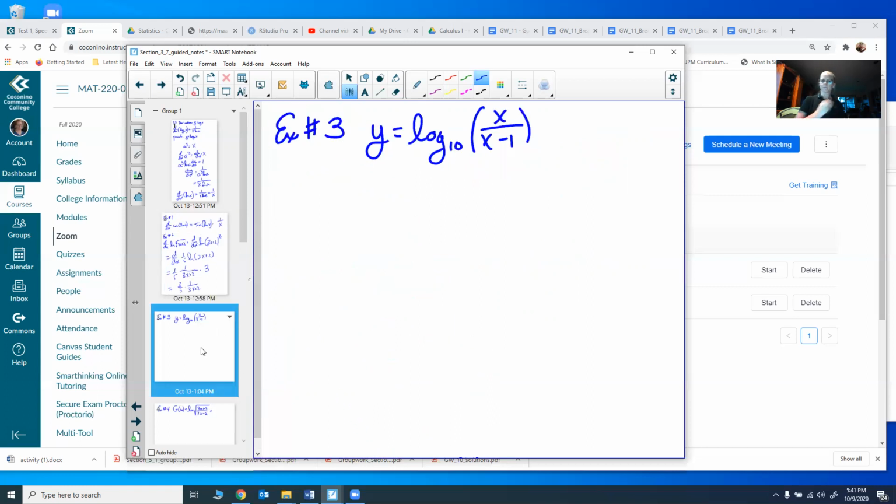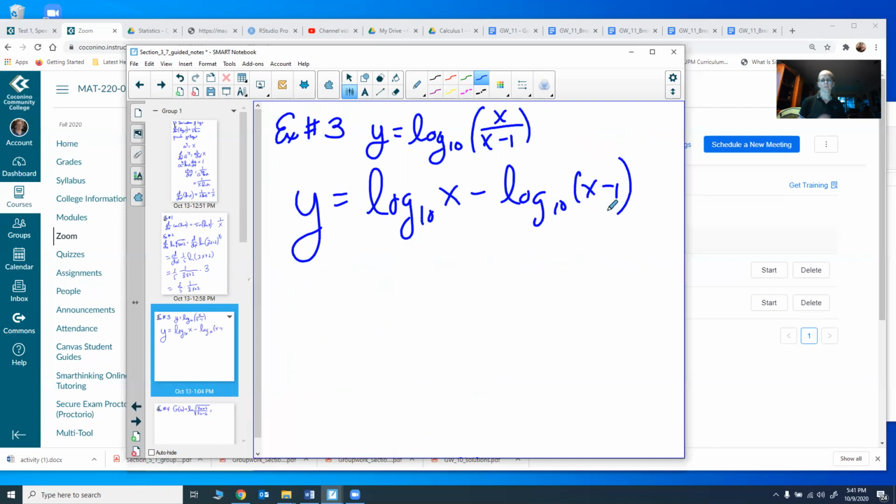So let's take another problem. Here we have y equals log base 10 of x over x minus 1. Now I have to find out what y prime is, but before I do that, I want to think about, again, what would this be? This would be the log base 10 of x minus log base 10 of x minus 1. So again, remember your properties. The log of a quotient is the log of the top minus the log of the bottom. So let's use those rules.